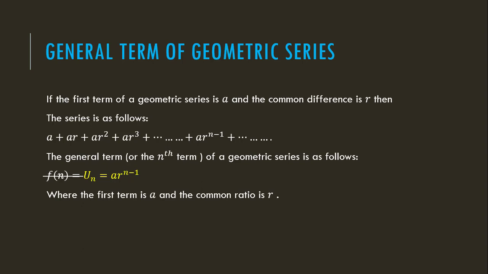So we can say that the general term or the nth term of a geometric series is as follows: un equal to AR to the power n minus 1, where the first term is A and the common ratio is R.